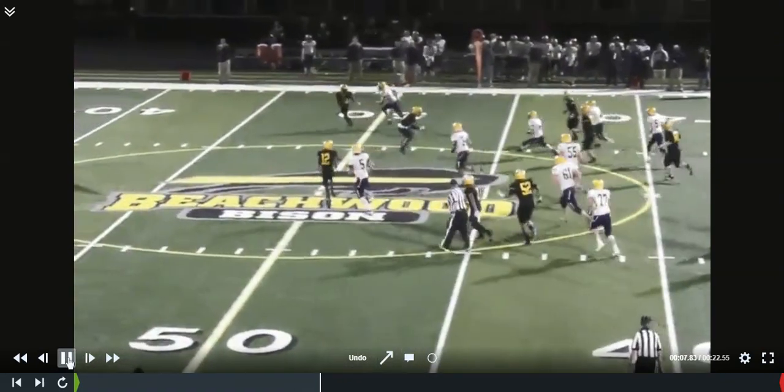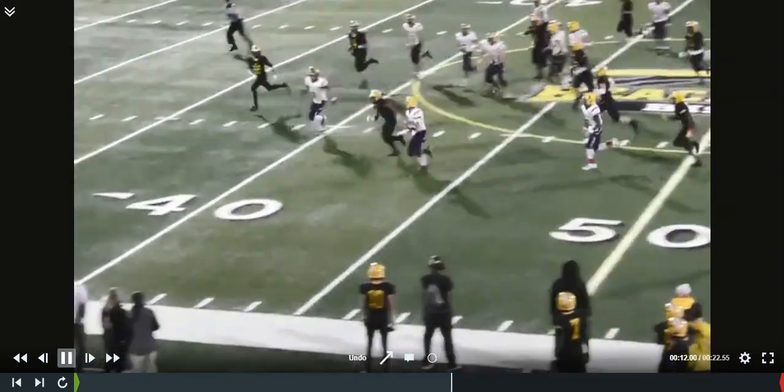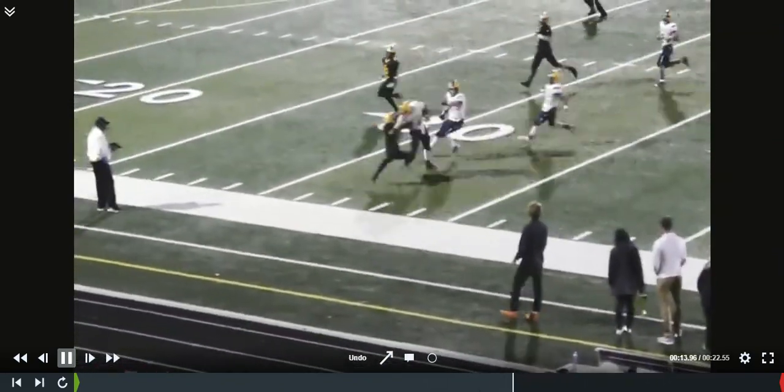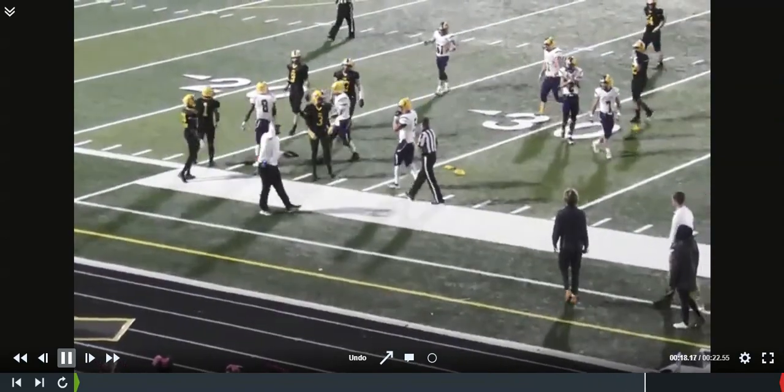It helps to have a really athletic running back as well. We basically had two running backs in the backfield. We had moved this kid to quarterback.